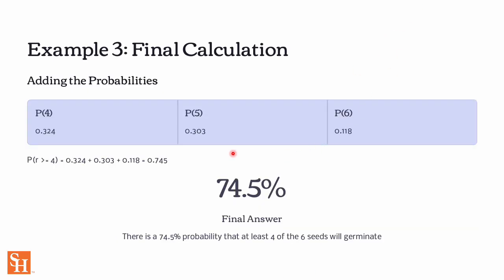From the previous slide we have seen the probability that there will be 4 germinations is that, and the probability that there will be 5 germinations is that, and so on. If we take the sum of all of these, that gives us this value. So the probability that at least 4 germinations will happen is 0.745, or in other words, there is a 74.5% chance that at least 4 of the seeds will germinate, right?